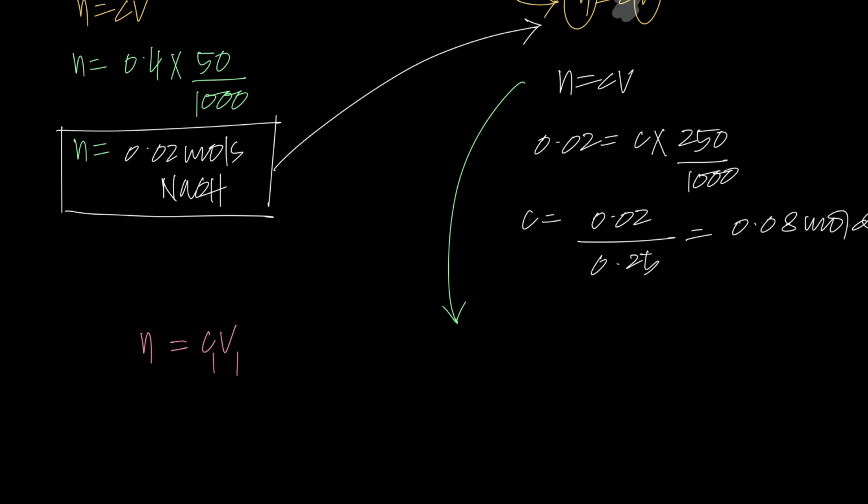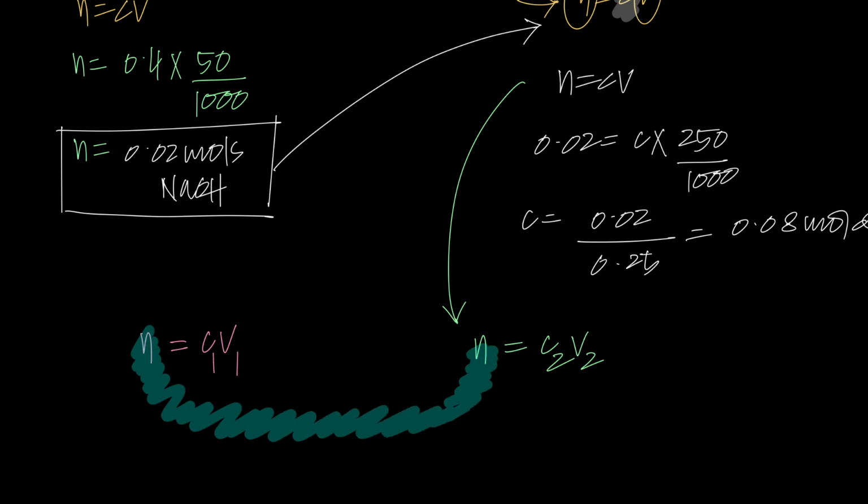So n equals CV. And here n equals, this is my second concentration and my second total volume, the final volume. The question is, are these 2 moles the same? The moles before dilution and the moles after dilution, aren't they the same? And you could use basic math for it.